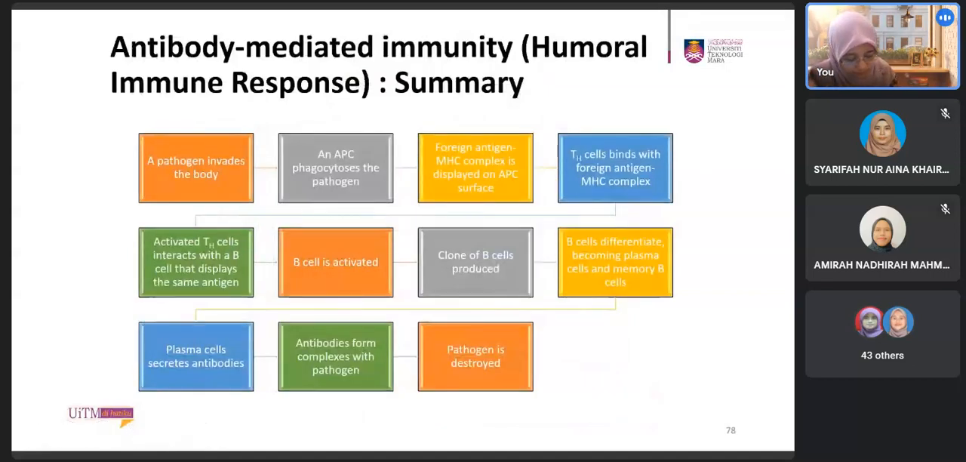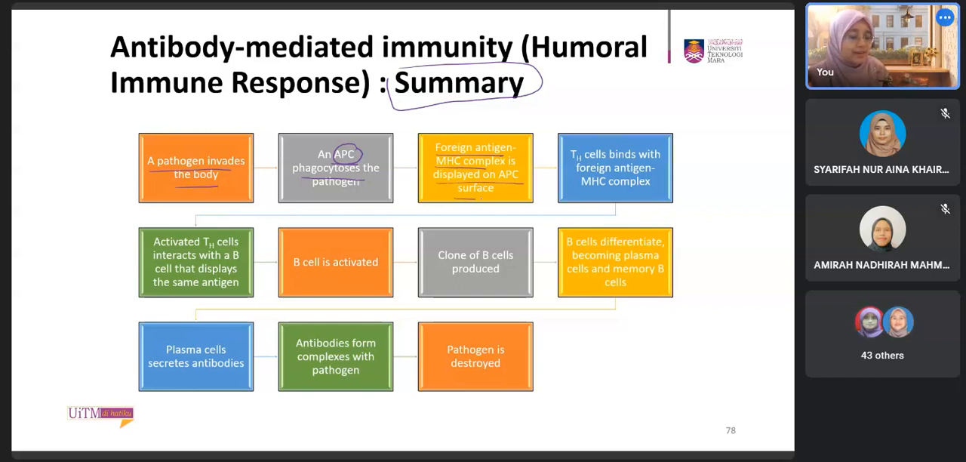Okay, so this is a flow chart, I suppose, on how the antibody-mediated immune response works. A summary overall of the response. So first, a pathogen invades the body. The pathogen enters your body, and then when it circulates in your body fluid, it encounters a phagocytic cell, a phagocyte. So it can come across a macrophage, for example. The macrophage engulfs and becomes an APC. The APC phagocytoses the pathogen, and then the pathogen is degraded into antigen fragments. So the foreign antigen-MHC complex is displayed on the APC surface.